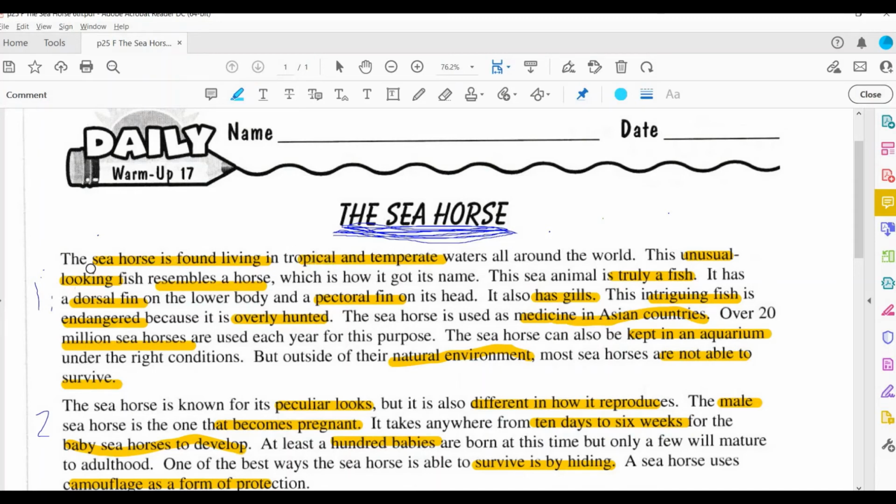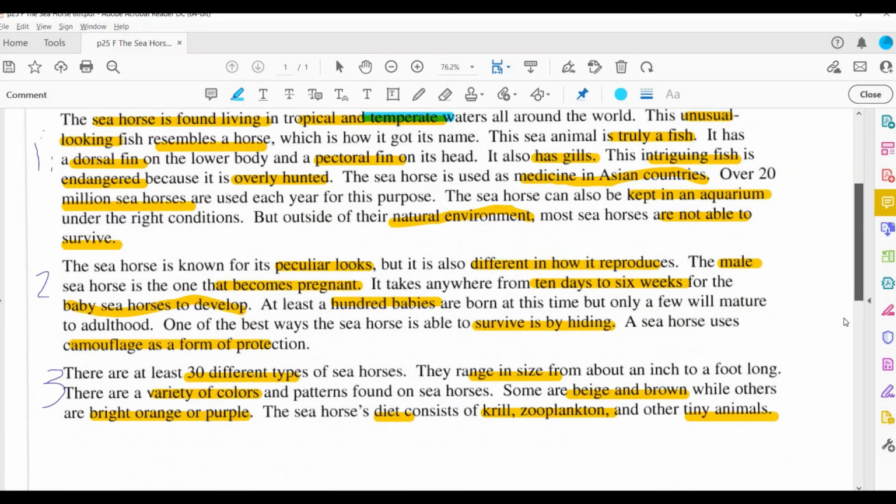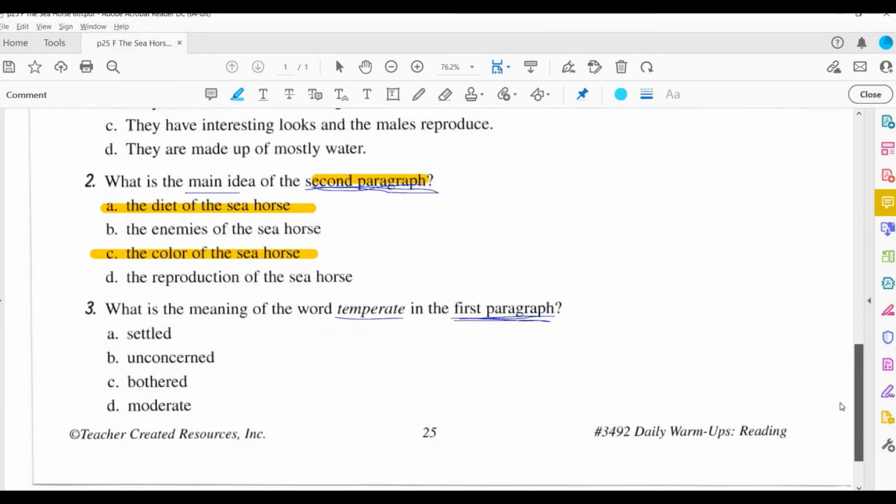But look, that very first sentence. The seahorse is found living in tropical and temperate waters. Here we go. Did you guys catch that? Tropical and temperate. So, what can we say temperate is not? If it's saying tropical and temperate water, it's not bothered waters.